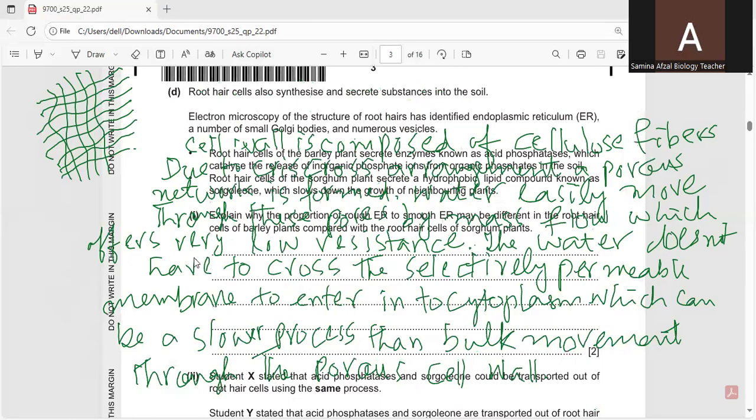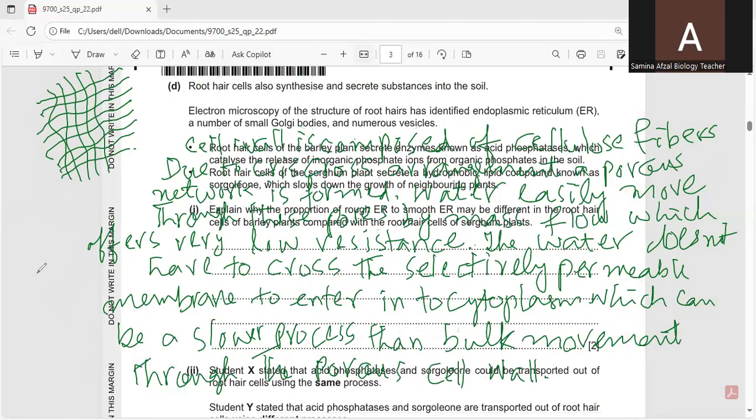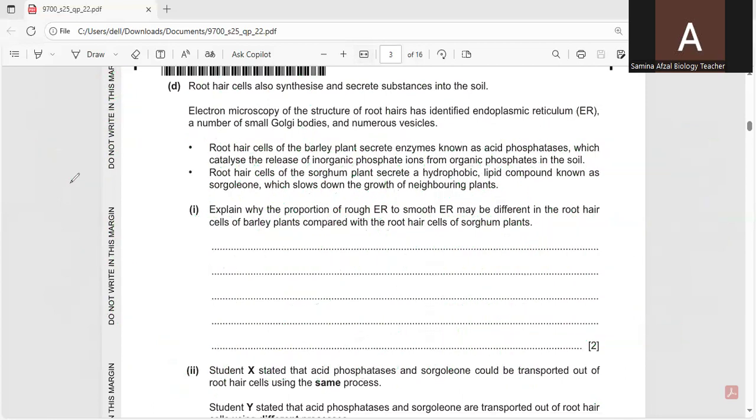Moving to the next part, root hair cells also synthesize and secrete substances into the soil. Electron microscopy of the structure of root hairs has identified endoplasmic reticulum, a number of small Golgi bodies, and numerous vesicles. So here you can see the electron microscopy of the structure of root hair cells. They contain rough endoplasmic reticulum and smooth endoplasmic reticulum, a number of small Golgi bodies and numerous vesicles.